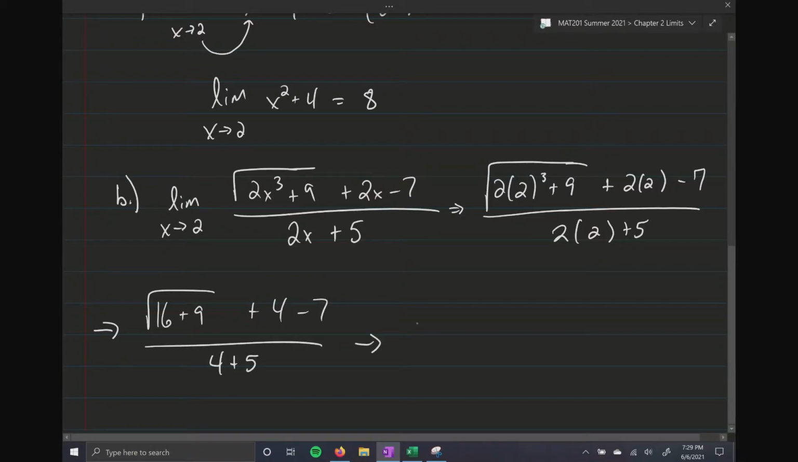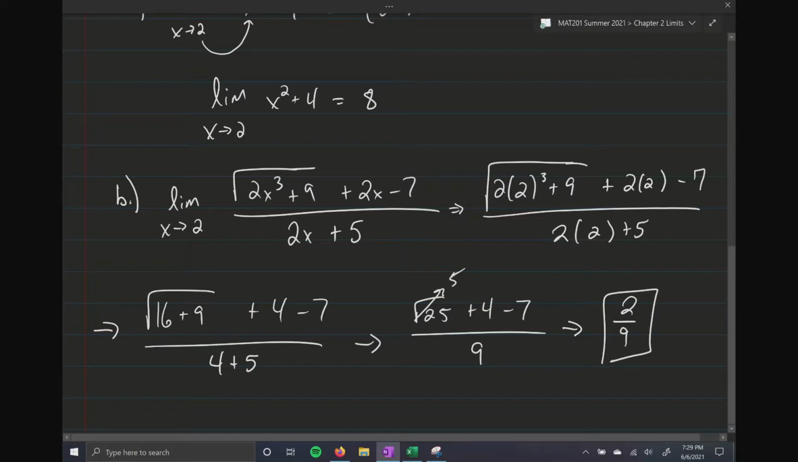16 plus 9, square root of 25, plus 4 minus 7, all over 9. So we get 5 plus 4, since the square root of 25 goes to 5. So 5 plus 4 is 9, minus 7 is 2, over 9 for a limit. Okay? Now, we can even take this one step further.